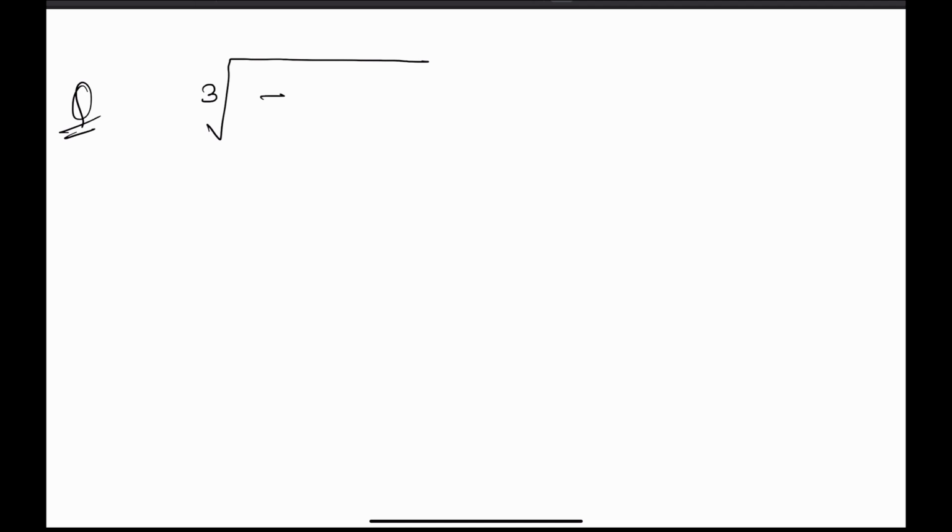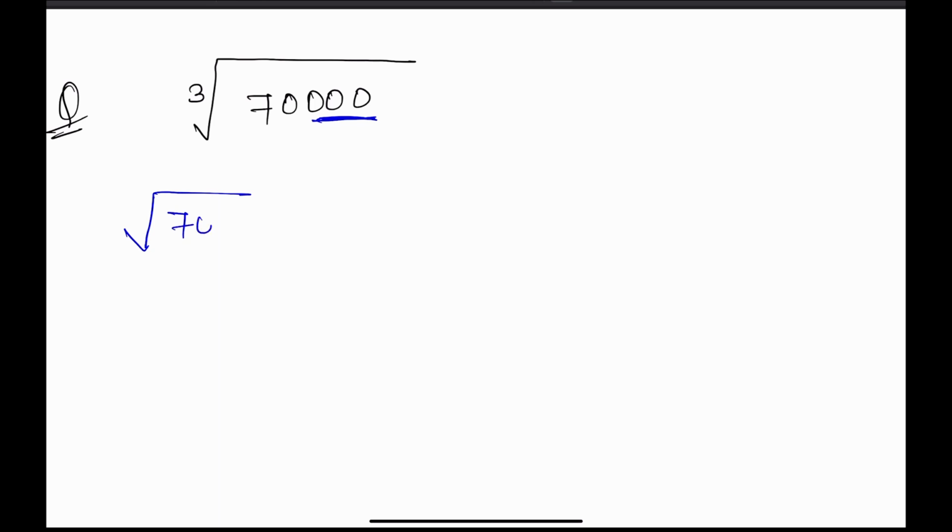Cube root of 70,000. So we will use the same trick. This will be 10. So indirectly the question is about the cube root of 70. We know that 4 cube is 64, and this is 70, so it will be somewhat more than 4, 4.1, or between 4.1 and 4.2.